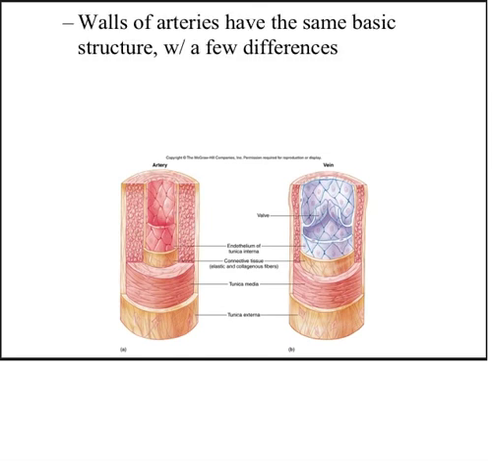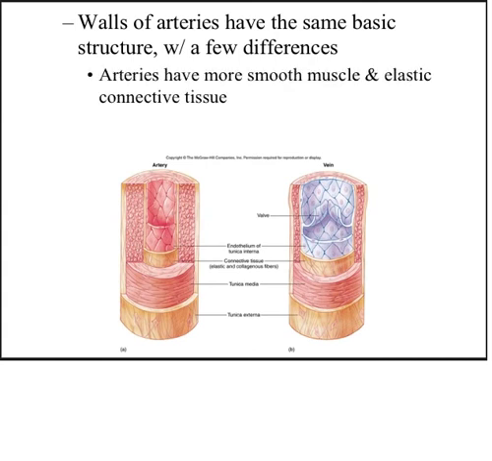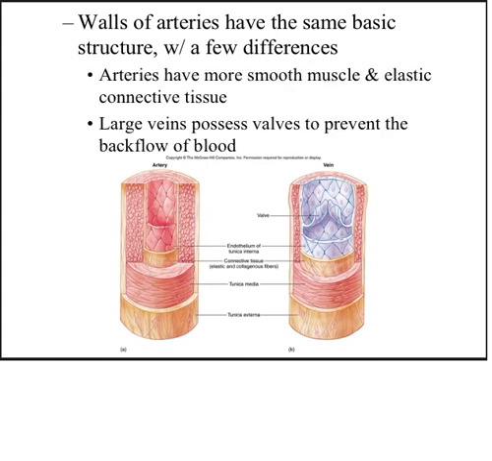So the walls of the arteries have the same basic structure. There's a few differences. Arteries have more smooth muscle and elastic connective tissue, while veins possess valves that prevent backflow. And the reason for this is that the pressure of the blood in veins tends to be dramatically lower than that in arteries. In order to get the blood to return to the heart, we need these valves to prevent backflow, working along with the smooth muscle tissue in the tunica media, but also with the skeletal muscle that surrounds those blood vessels to push the blood back up to the heart and enhance venous return.